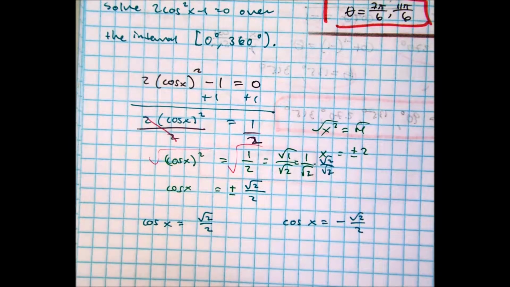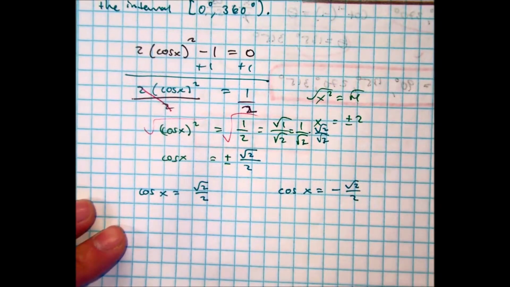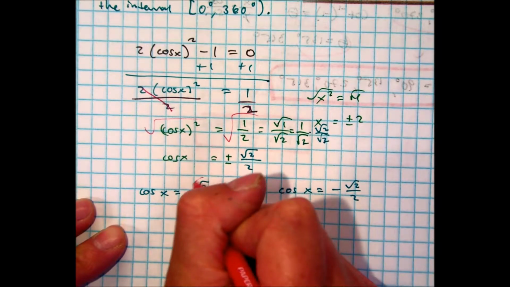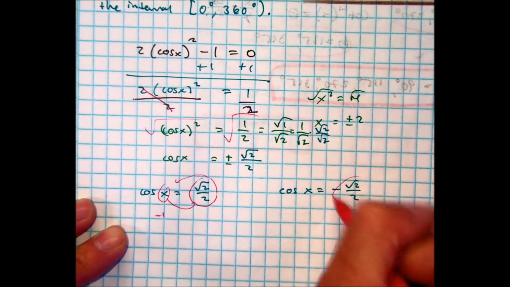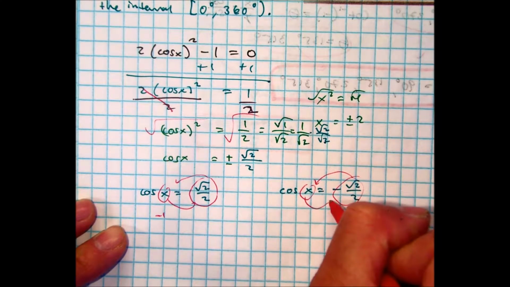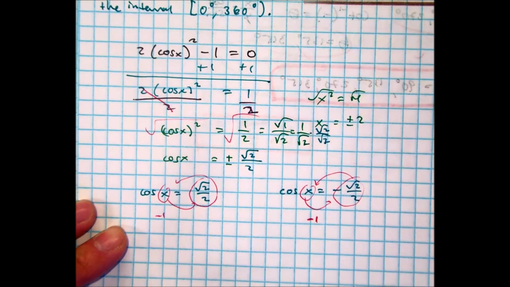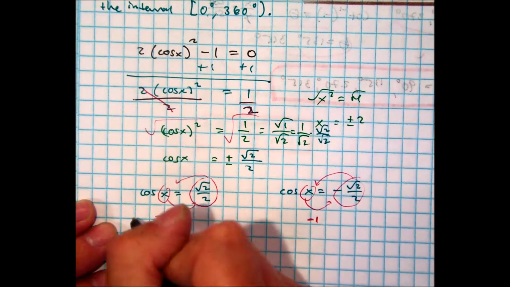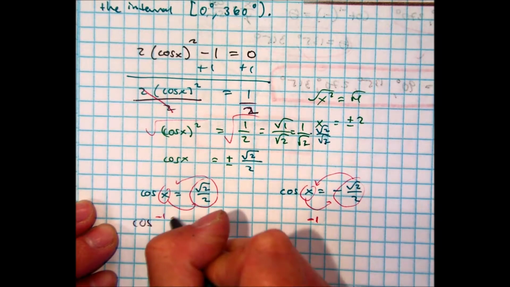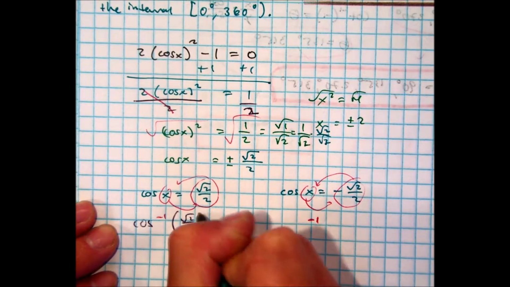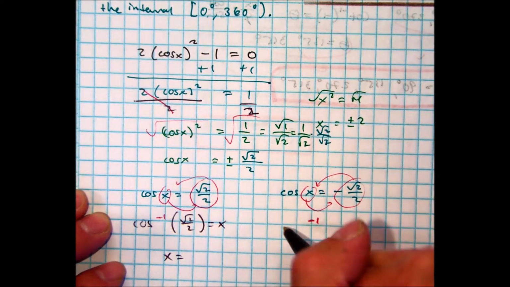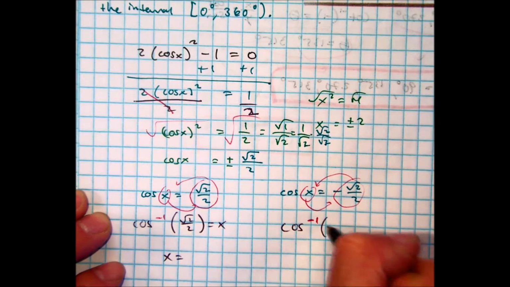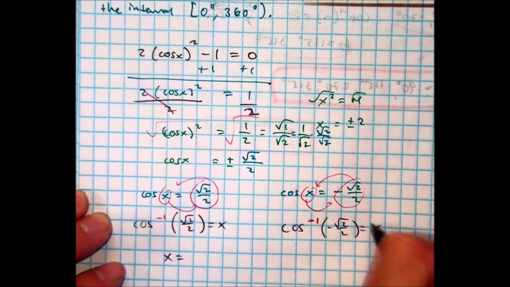I want to solve for x. Class, how do I get x by itself? We're going to switch them and take the inverse. So if you aren't doing that, arrows on your paper, you should be. So now I have the inverse of cosine of radical 2 over 2 equals x. And on this side, I have the inverse of cosine of a negative radical 2 over 2 equals x.